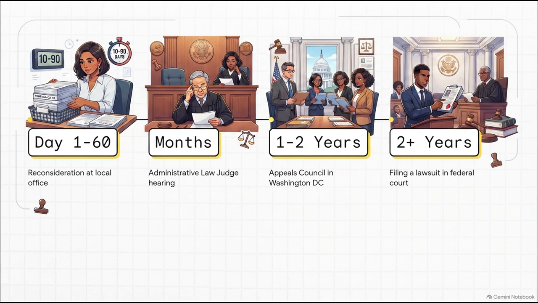You have 4 distinct levels of appeal to fight a denial. It starts with a simple local reconsideration using Form SSA-561-U2. If that fails, you can escalate to a hearing before an administrative law judge. Still no luck? Take it to the Appeals Council. And finally, you can go all the way up to filing a lawsuit in a federal court if absolutely necessary. The system gives you multiple chances to prove your case.